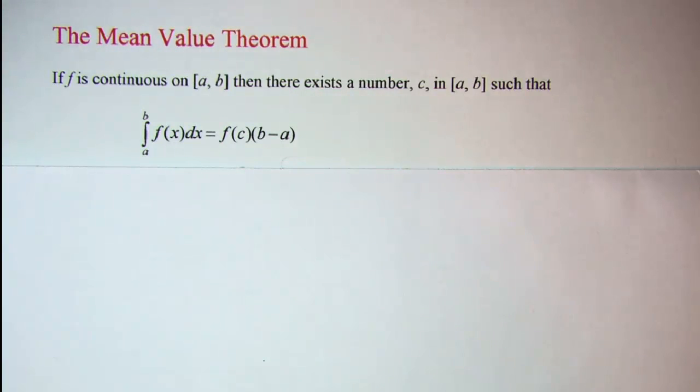In this video, we'll be talking about the mean value theorem. If f is continuous on the closed interval from a to b, then there exists a number c in that interval such that the definite integral from a to b of f of x dx is equal to f of c times the quantity b minus a.